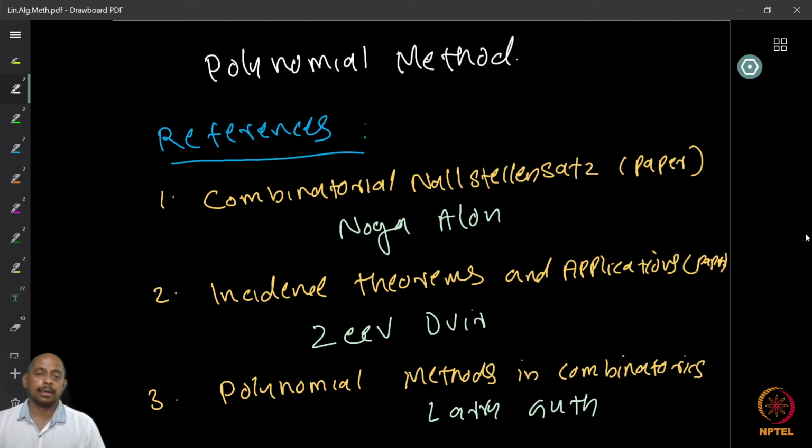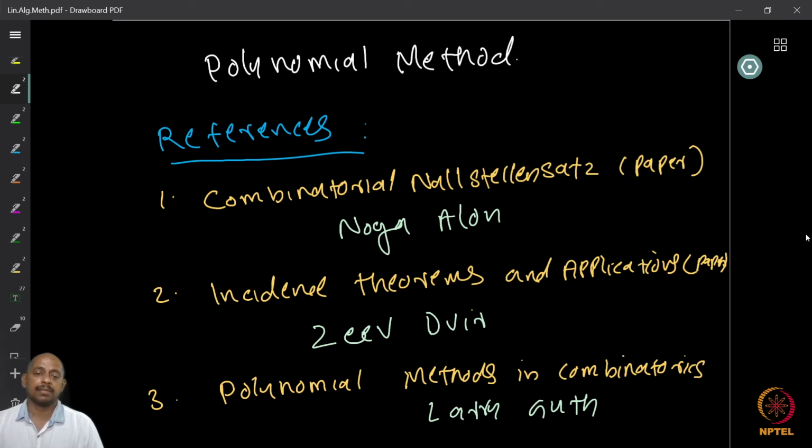Then another powerful technique is the polynomial method. Now this is an emerging area, and there is a new book on this. The third book, which I mentioned, is Polynomial Methods in Combinatorics. It is a book by Larry Guth, and it's a beautiful book which is based on a lecture series that was given by Larry Guth over a couple of years.